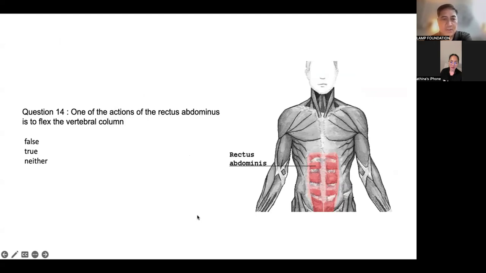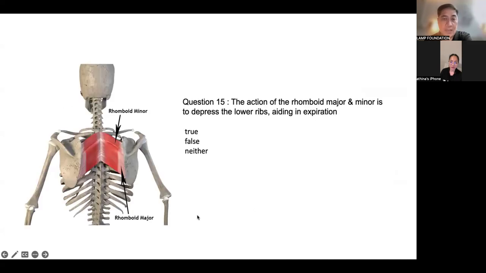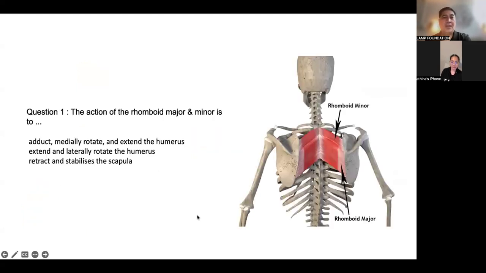True or false? The action of the rhomboid major and minor is to depress the lower ribs, aiding in expiration. That is false. The scapulothoracic joint draws the scapula superomedially, rotates the glenoid cavity inferiorly, and supports the position of the scapula. The action of the rhomboid major and minor is to retract and stabilize the scapula.